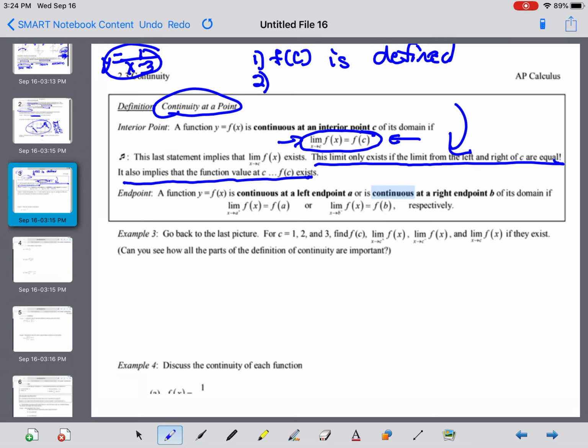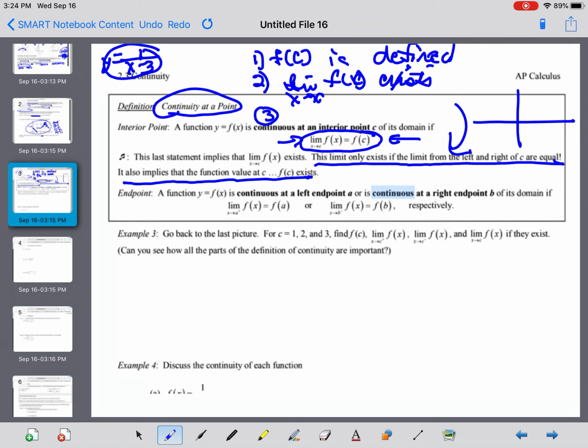Now if something happens to be defined, then we check and see that the limit of f of x as x approaches c exists. So let's say the limit from the left equals the limit from the right. That's a way to state that the limit exists. You could just say that the limit of f of x as x approaches c exists, and that means by default you checked it from the left and the right.